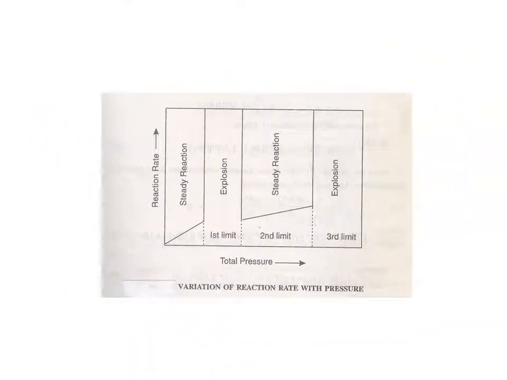Now, this is graphically shown in the figure. That is, first is the steady state formation reaction, and then with increasing pressure, the first limit of explosion occurs, then again further increasing, the second limit, that is the steady reactions, and the third limit explosion will occur.